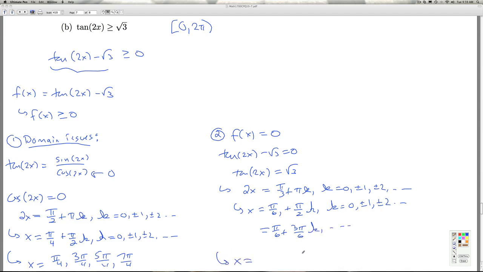All right, which of these are going to lie between 0 and 2 pi? Well, pi over 6 will. 4 pi over 6 would be the next one, which is 2 pi over 3. 7 pi over 6. And then 10 pi over 6, which is 5 pi over 3. So we're getting four places where the function's undefined and four places where the function is equal to 0. So now we have everything we need. Go off and make the sign diagram.